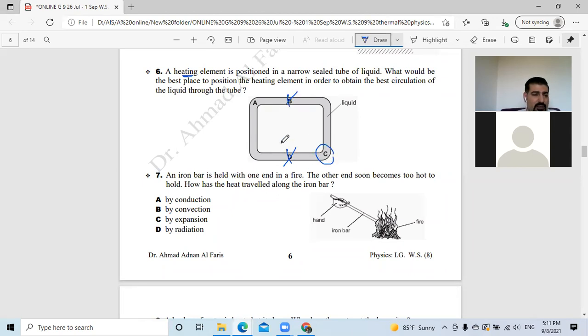Inside C. Yes, thank you. But if I have a cooling unit, I will put it where? In A. But I didn't ask about cooling, they asked about heating. So the correct answer is C.